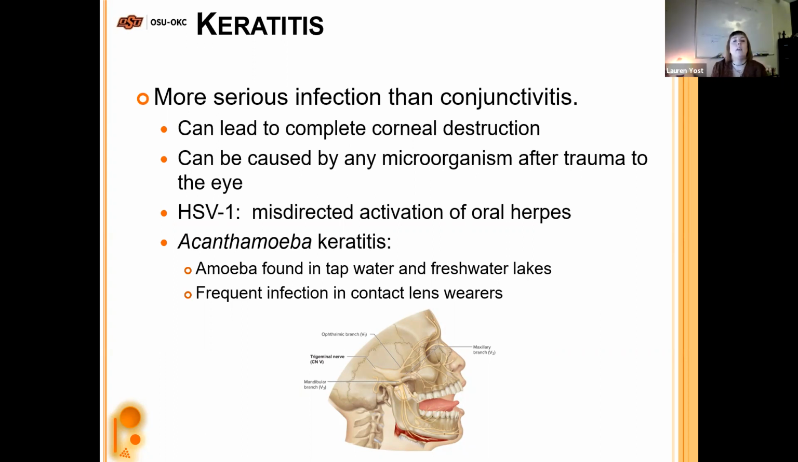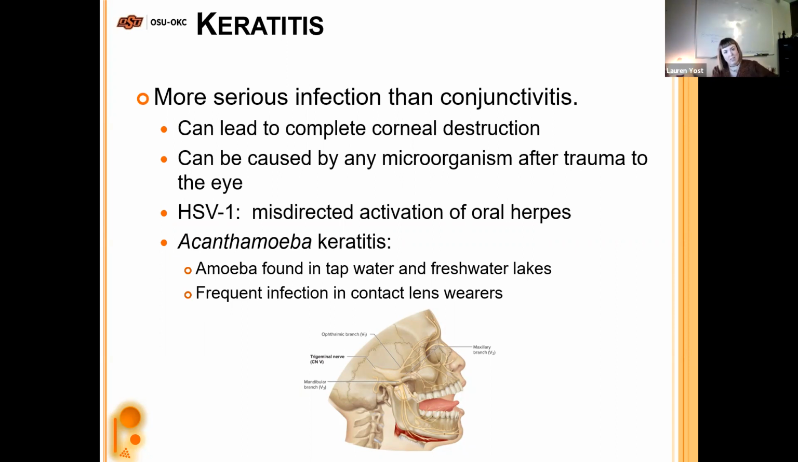So keratitis is another thing that is typically a more serious infection than conjunctivitis would be. Keratitis can lead to complete corneal destruction altogether. It can be caused by any microorganism after trauma to the eye. A very, very common one to cause this would be HSV1, herpes. Misdirected activation of oral herpes and spread into the eye can cause keratitis and corneal destruction.